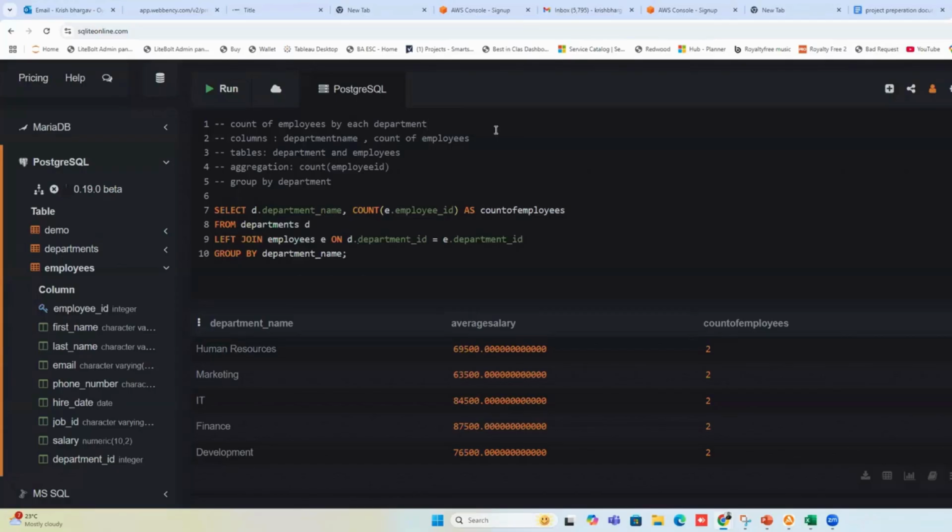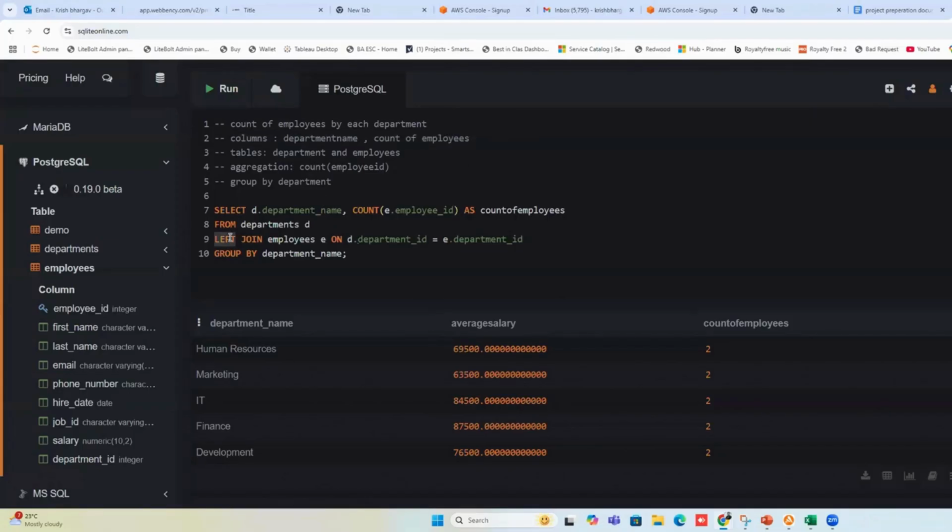So if he says, give me the number of employees in each department, and there are 10 employees in human resource, he wants to know that. If there are no employees in a department, does he want to know that or not? Yes, he wants to know. That means, don't you think I need all the departments, even if they don't have a matching employee between the two tables?